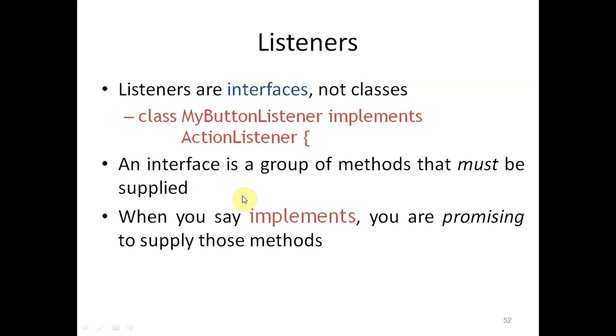An interface is basically a group of methods that must be supplied, and in an interface we define the prototype of the different functions which are used in the derived classes. So when you say implements, you are promising to supply those methods. Means the method prototype which is defined inside the interface is implemented, and we are supplying these methods to the derived class. So this is all about the listener, the interface ActionListener.